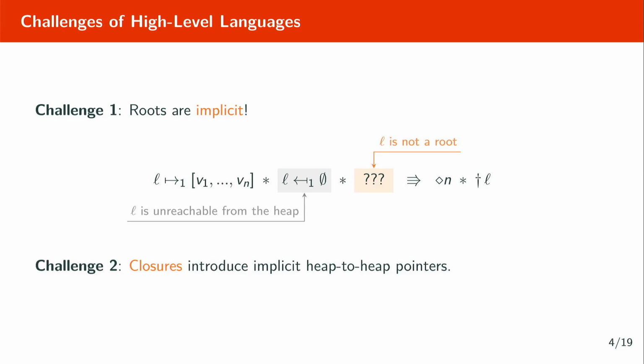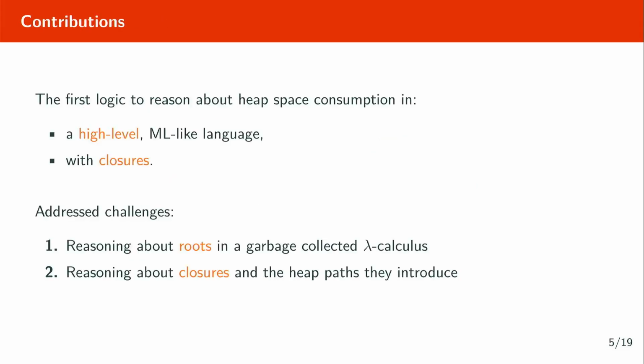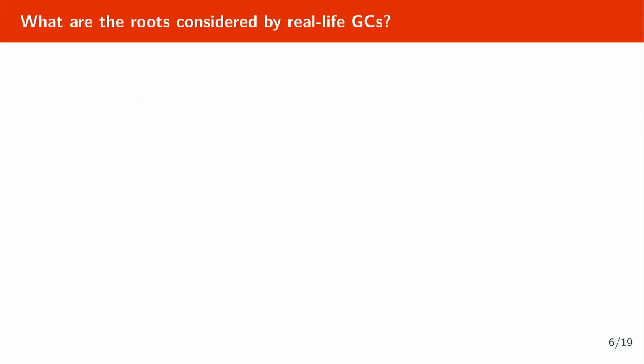And then the contribution of this work is the first logic to reason about heap space consumption in a high-level ML-like language with closures. So we address these two challenges, and I will first focus on how we reason about roots in a garbage-collected lambda-calculus, and then go back to reasoning about closures and the heap paths they introduce. So the first question is, what are the roots considered by real-life garbage collectors?